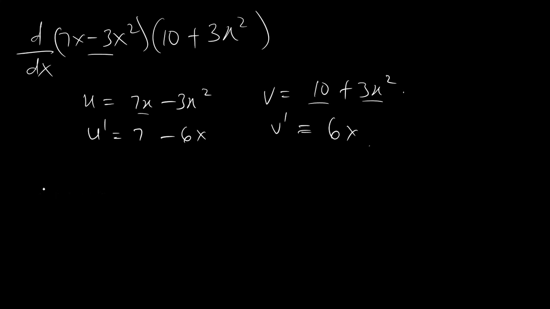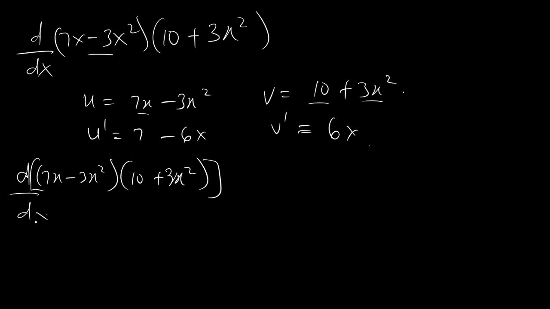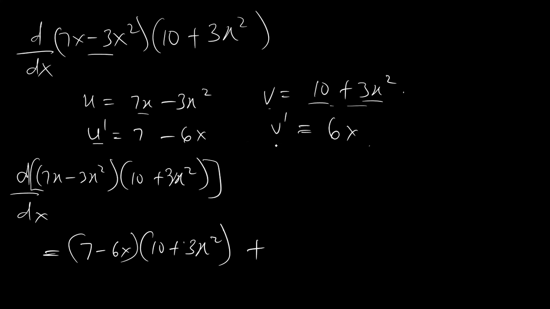So the answer now: the derivative of 7x minus 3x square times 10 plus 3x square with respect to x will be equal to u prime times v, so you have 7 minus 6x times 10 plus 3x square, plus v prime times u, which is 6x times u, which is 7x minus 3x square. So this is the final answer.